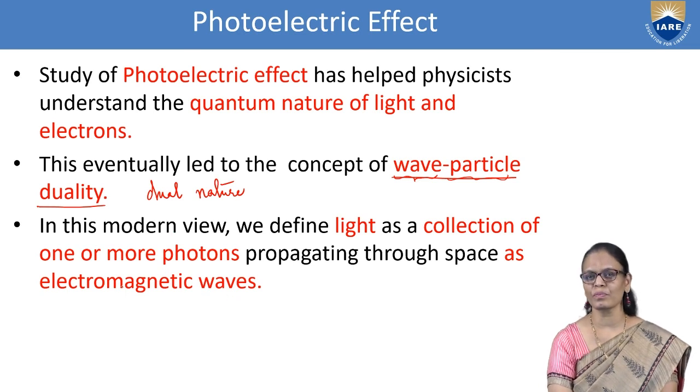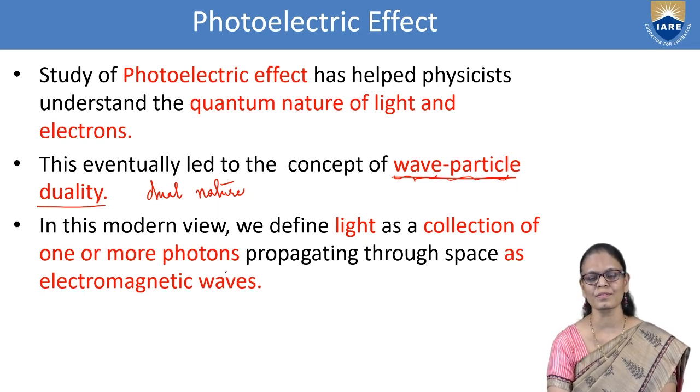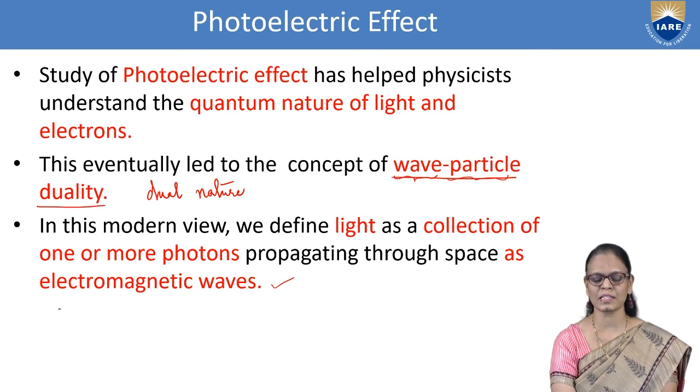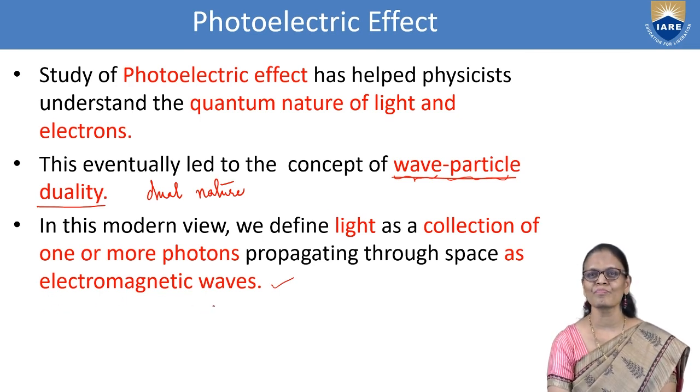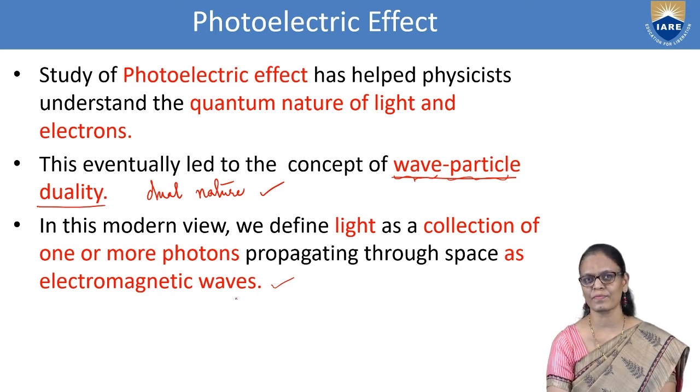So in this view, how do we define light? Light is considered to be a collection of one or more photons propagating through space as electromagnetic waves. So they are combining both. Initially the classical physicists said it travels only in the form of electromagnetic waves. So how did they incorporate the dual nature? They said it is a collection of photons propagating through space as electromagnetic waves.